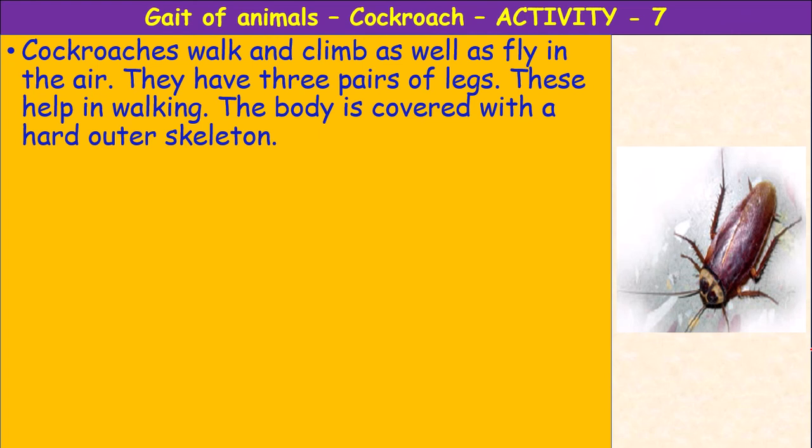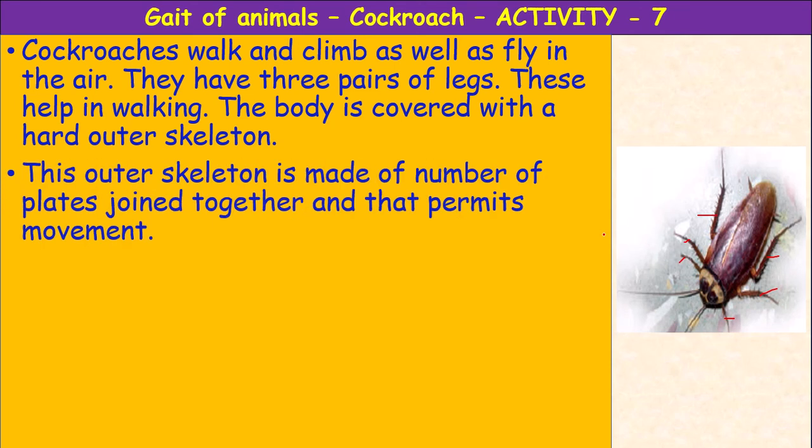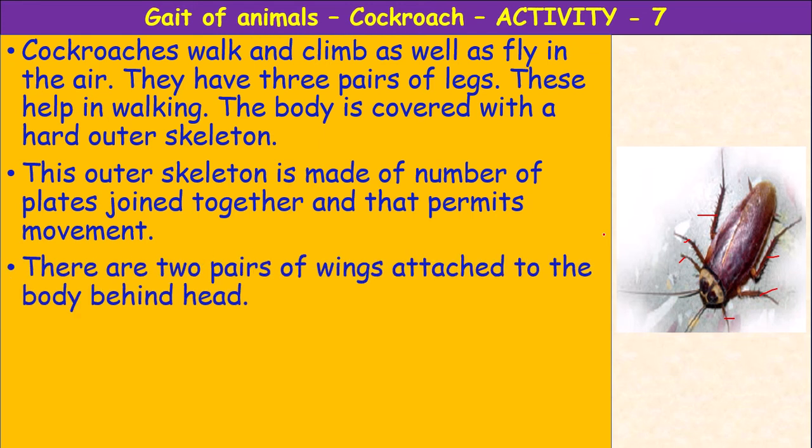See, this is the cockroach. We will see 6. 1, 2, 3. 1, 2, 3. 3 pairs means 6 legs are present. So this outer skeleton is made up of a number of plates joined together, and that permits movement. There are 2 pairs of wings. Wings are also present. So these brown color structures, wings, are attached to the body behind the head.